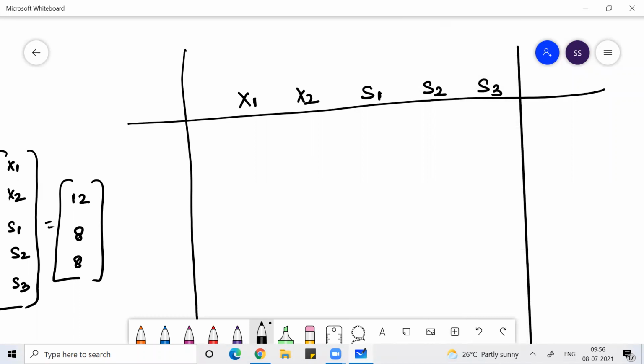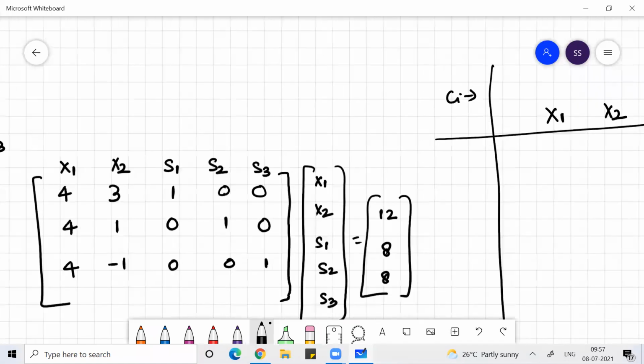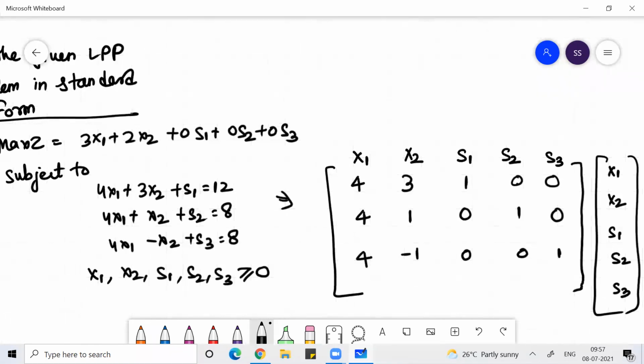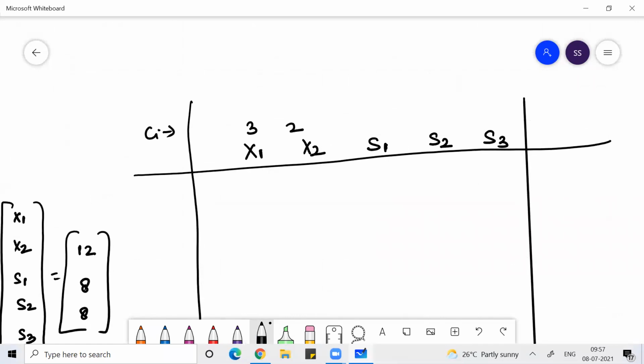Fine. So once you've written that, at the top of that put the coefficients. You will call that Ci. Put the coefficients of x1, x2, and the slack variables. You can see the coefficients 3, 2, 0, 0, 0. You can write their coefficients there.